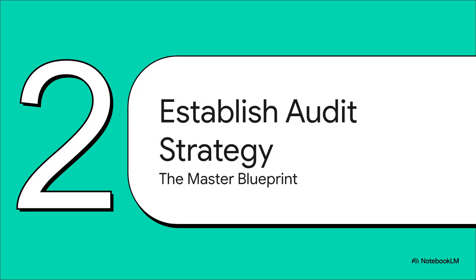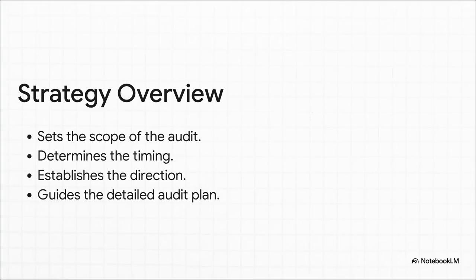Moving on to Section 2, Establishing the Audit Strategy. Think of this as the master blueprint. The overall audit strategy is exactly what it sounds like. It's the broad, high-level approach. This strategy sets the scope of the audit. Like, what exactly are we even looking at? It determines the timing. When are the critical deadlines going to hit? It establishes the overall direction of the engagement team's efforts. And ultimately, it guides the development of the more specific, detailed audit plan that comes next. So it's really your big picture view.